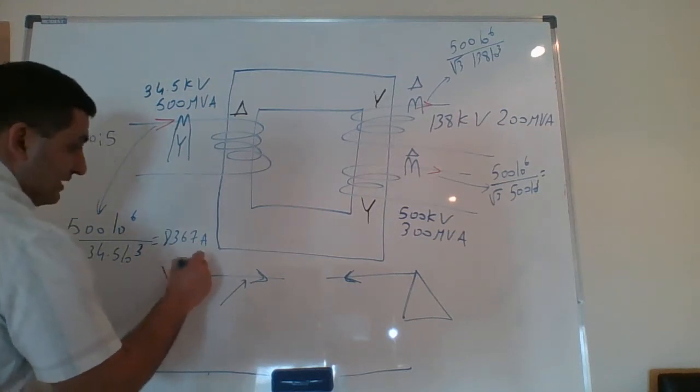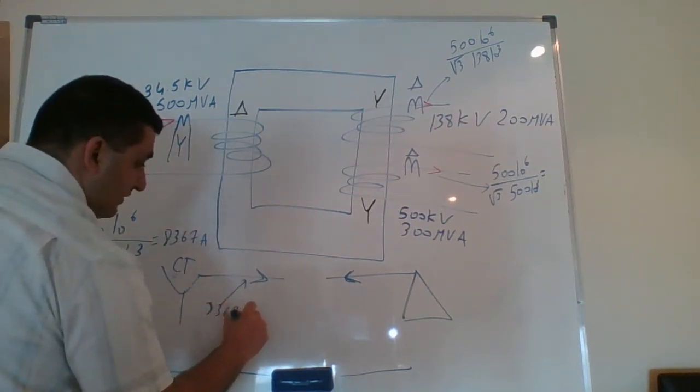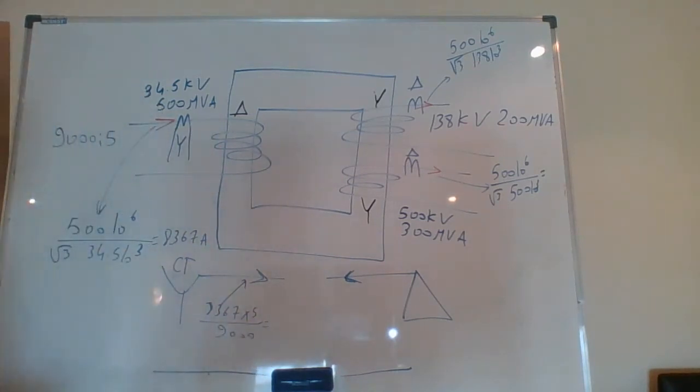This is my CT on the primary, which will be equal to 8,367 times 5 divided by 9,000. Is that clear? That's exactly what we did in the previous examples. There are no changes at all. It's exactly the same as what we did.